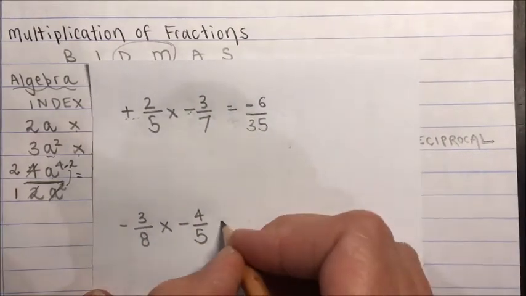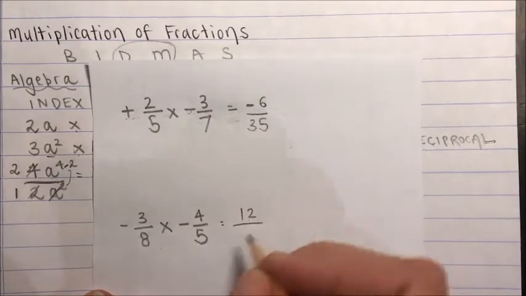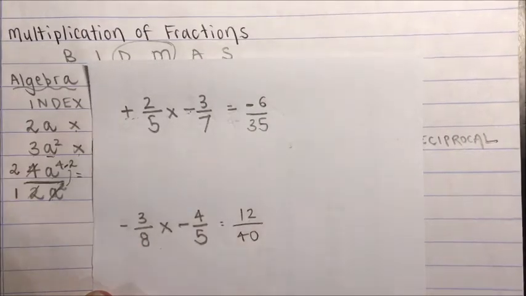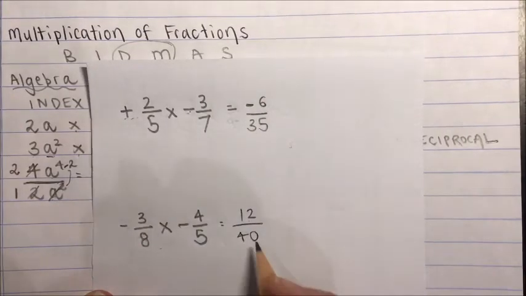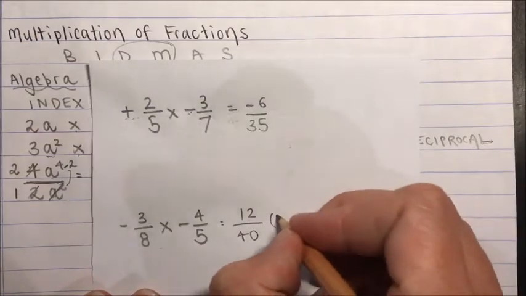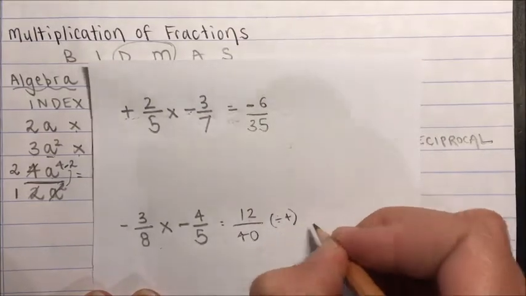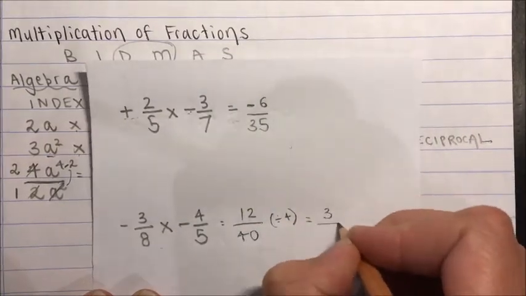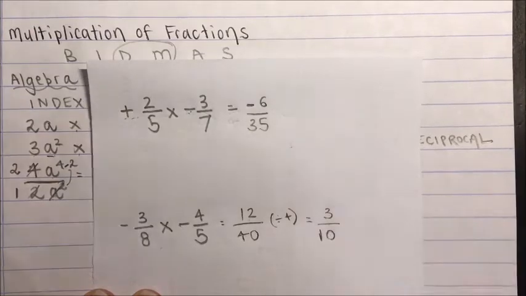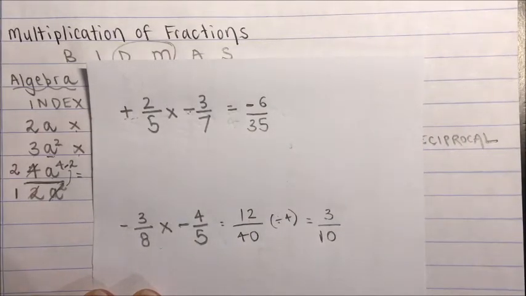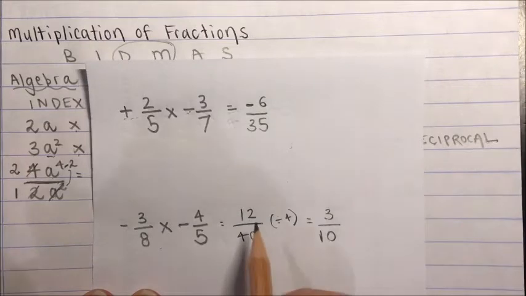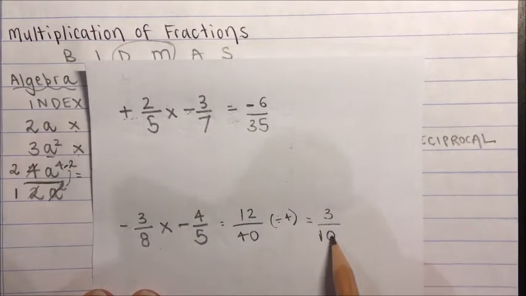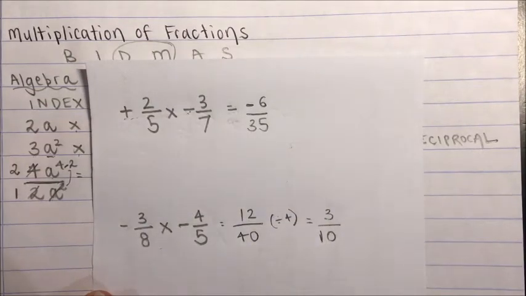3 times 4, 12, 8 times 5, 40. The signs are the same, so the answer is positive. And when I'm looking at 12 over 40, I can see here it's possible to simplify. They have a common factor of 4. So 4 goes into 12 3 times, and 4 goes into 40 10 times. Terrific. Again, I could have done that with 2 first and then another 2. It doesn't matter if it's a 2-stage process, provided you still get to the smallest numbers possible.